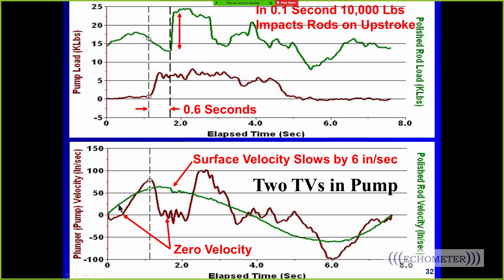Well, what happens if you look at the velocity? The green curve is the velocity of the polish rod, and the red curve is the velocity of the pump. And when that impact load occurs, the pump stops for almost a second. And when that impact load hits the surface, the motor stalls out, and you see about a 6 inch per second change in the polish rod velocity.